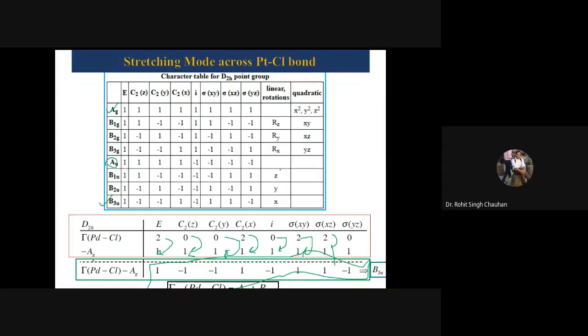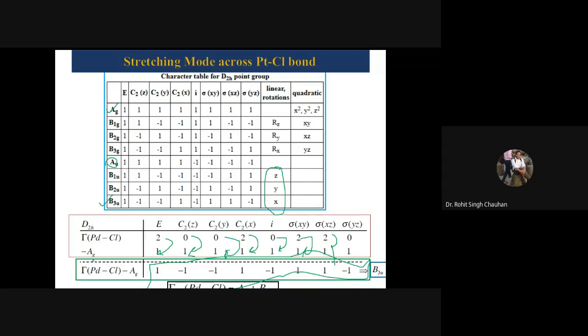Now IR and Raman active modes. For IR, what you are supposed to do is look at the right corner of the character table of the particular point group. Wherever X, Y, Z is present, it means that they are going to contribute in IR. So basically, X is present in front of B3U, B2U, and Z is present with B1U.